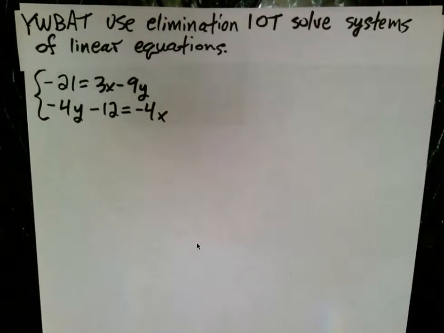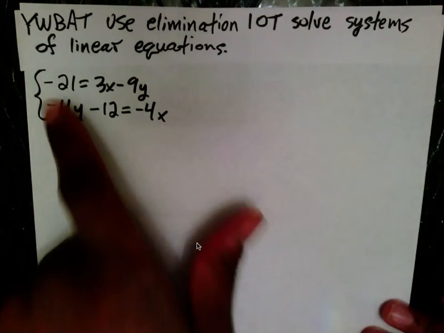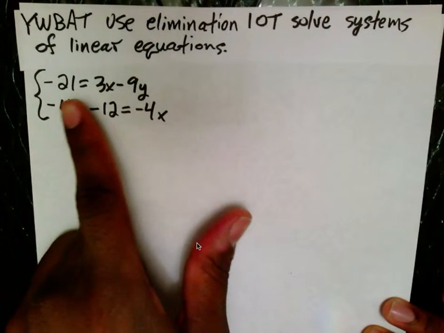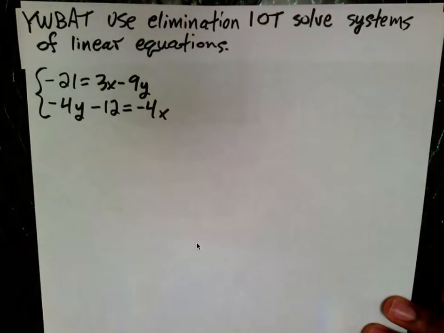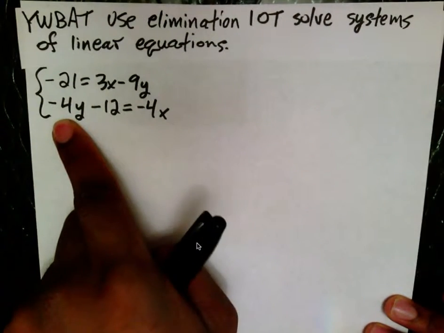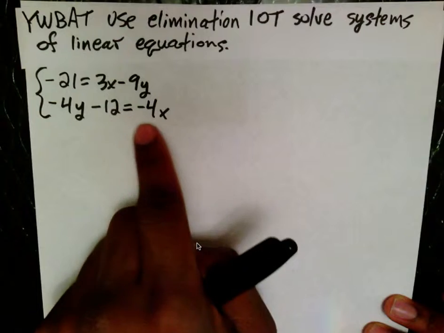You'll be able to use elimination in order to solve systems of linear equations. So here is our system of linear equations. Negative 21 equals 3x minus 9y. And then we have, for our second equation, negative 4y minus 12 equals negative 4x.